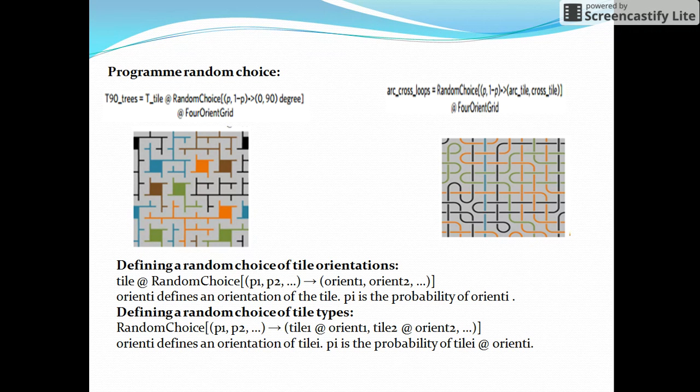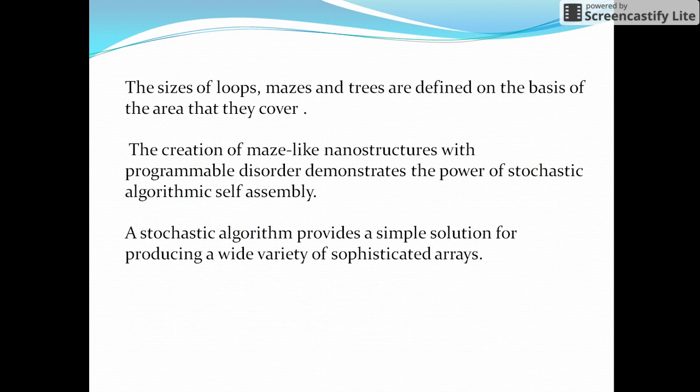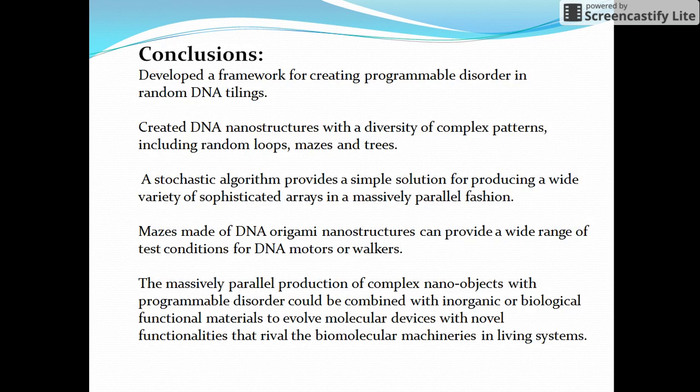So these are the mazes, trees, and random choice. The sizes of loops, mazes, and trees are defined on the basis of the area that they cover. The creation of maze-like nanostructures with programmable disorder demonstrates the power of stochastic algorithmic self-assembly. A stochastic algorithm provides a simple solution for producing a wide variety of sophisticated arrays.